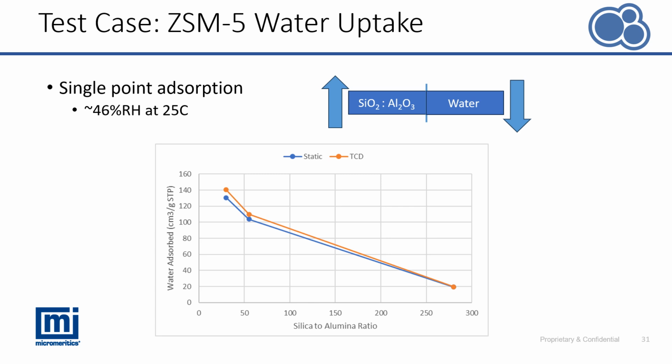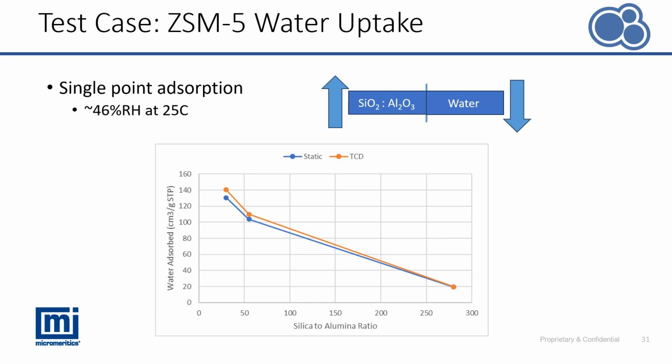Here's a comparison with the single point adsorption of other ZSM5 silica to alumina ratios. The 3 points from left to right are a silica to alumina ratio of 30, 55, and 280. Low silica alumina ratios had the highest uptake, and the highest silica alumina ratios had the lowest uptake. The relative humidity used for all 3 comparisons was 46% RH.